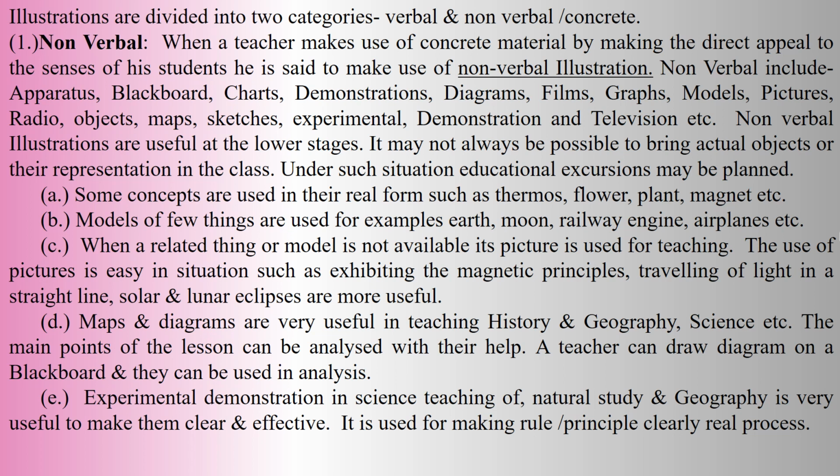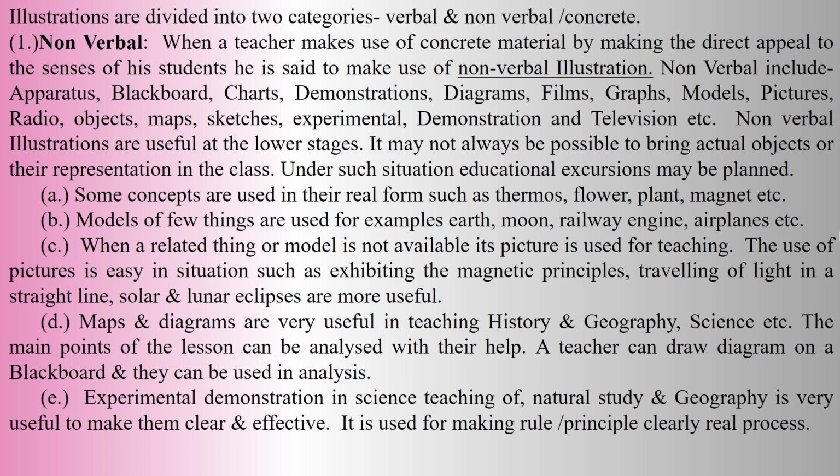Some concepts are used in their real forms, such as thermos, flower, plant, magnet, etc. Models of a few things are used, for example, earth, moon, railway engine, airplanes, etc. Their parts can be separated and made understood. When a related thing or model is not available, its picture is used for teaching. The use of pictures is easy in situations such as exhibiting the magnetic principles, the traveling of light in a straight line, and solar and lunar eclipses.